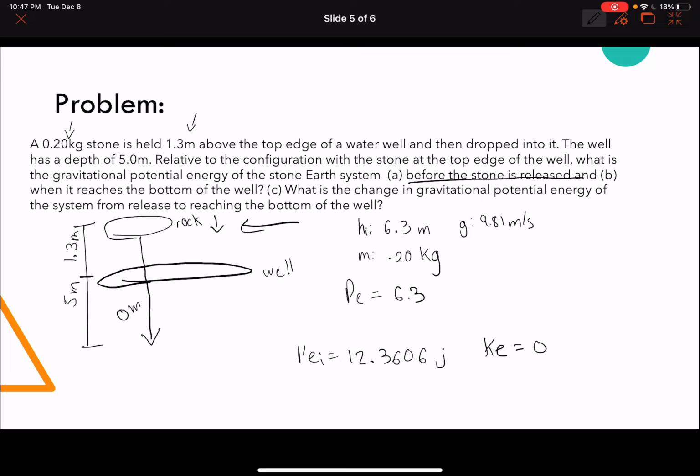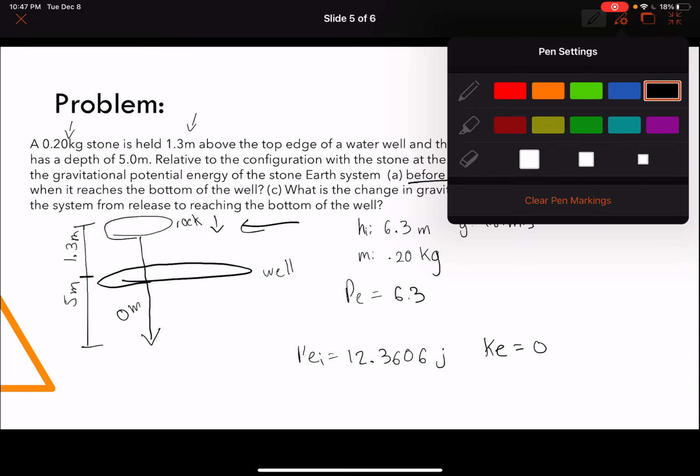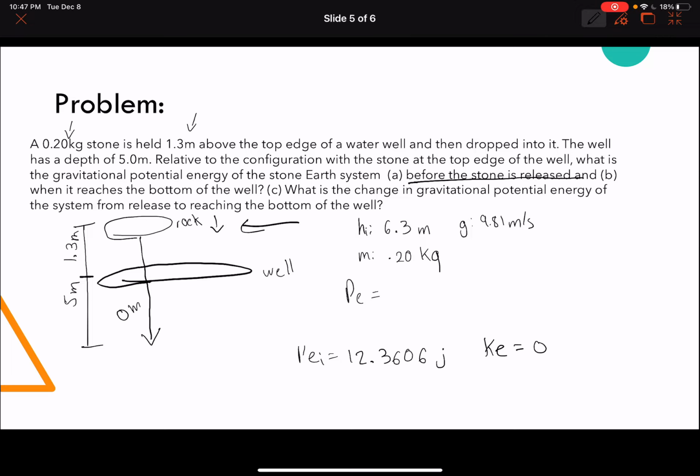So let's do 6.3. I'm sorry, not 6.3, that was for before. We don't want to confuse ourselves here. So potential energy, or let's start with the mass. The mass is going to be 0.20 kilograms times 9.81, which is our gravity, times our height, which is 0 in this case. And we know that if we multiply by 0, the whole thing is going to be 0.